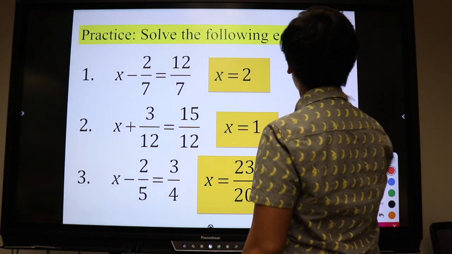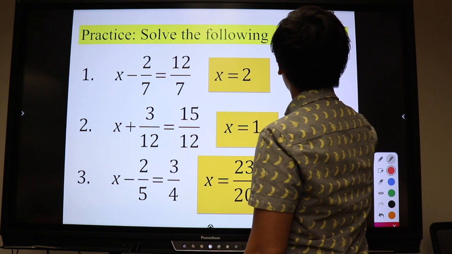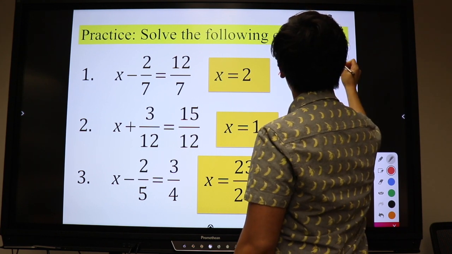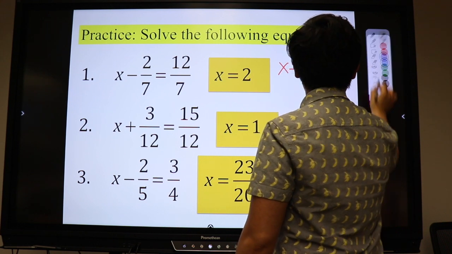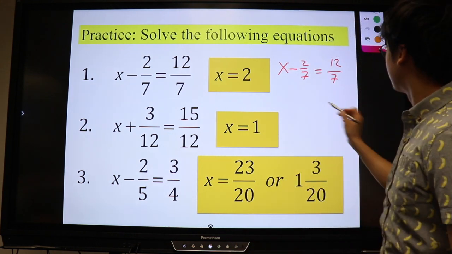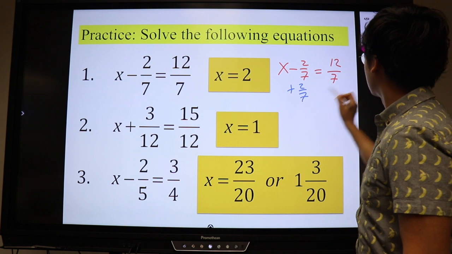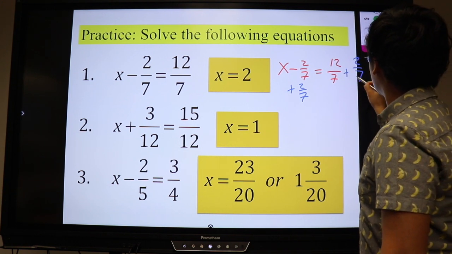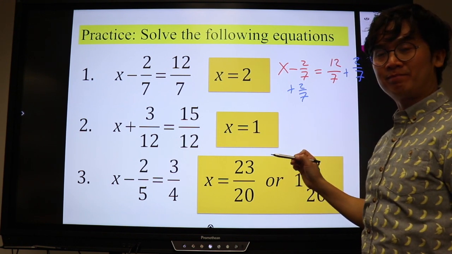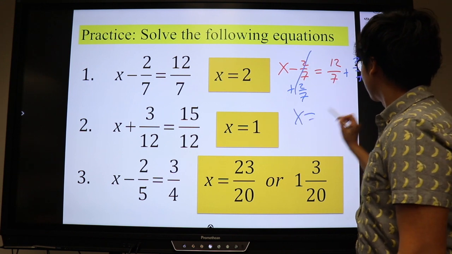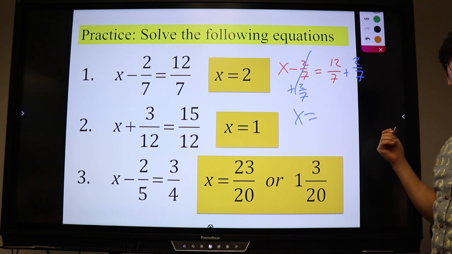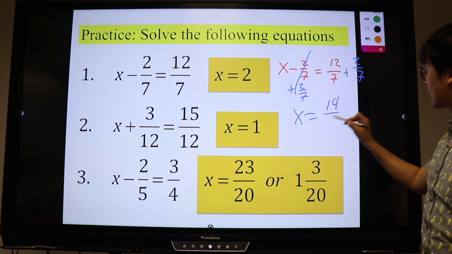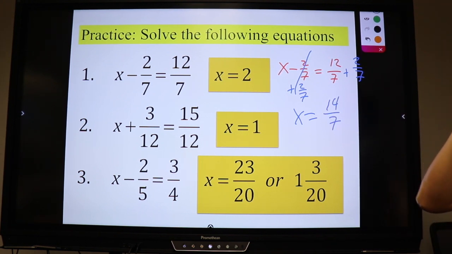So let's solve it. X minus 2 over 7 equals 12 over 7, right? What are we going to do to get rid of the fraction with x? Add 2 sevens. Right? And what is 12 over 7 plus 2 over 7? 14. And how many times does 7 go into 14?